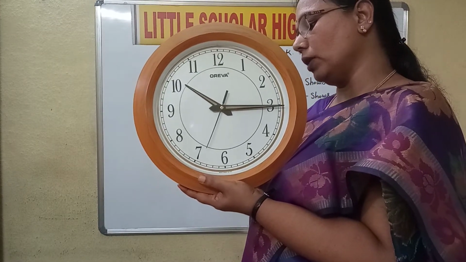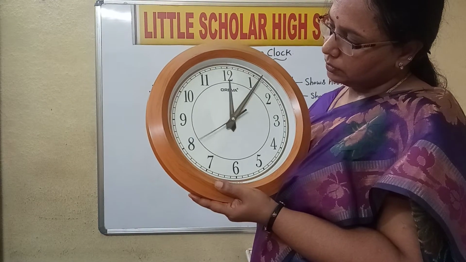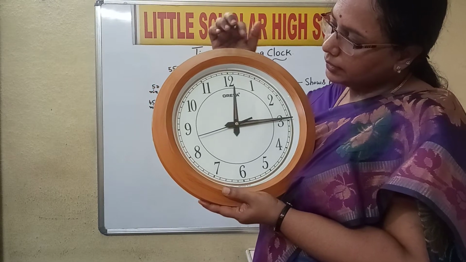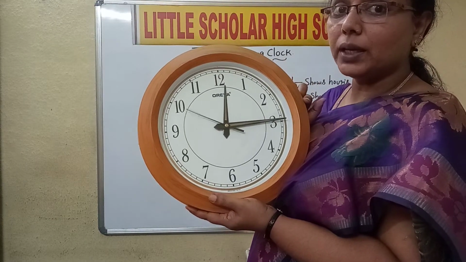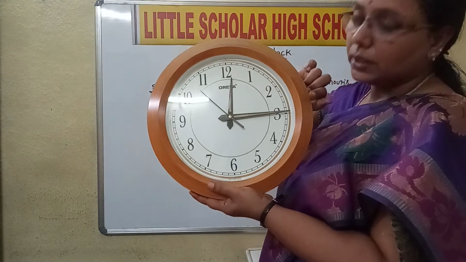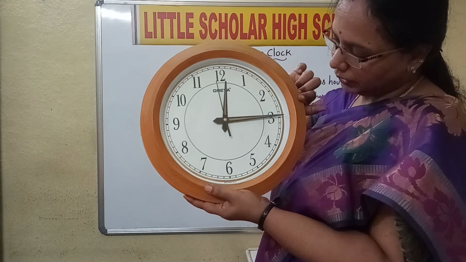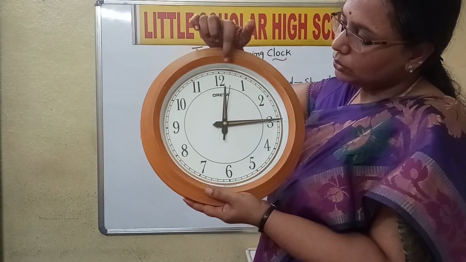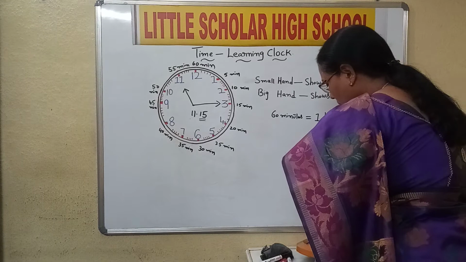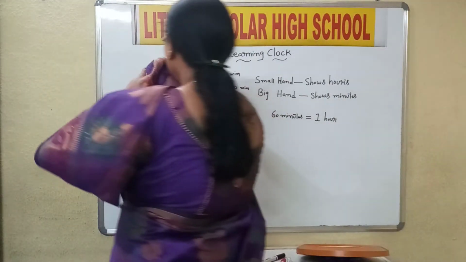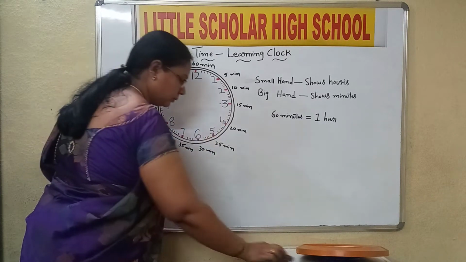Now let us do one more. For example, yes. Where is the small hand? The small hand is on 12. That is, the time is 12. But where is the big hand? The big hand is on 3. That means 15 minutes. So 12:15 or quarter past 12. Okay. So this is about the quarter time. Now let us talk about one more term. Now look at this one.